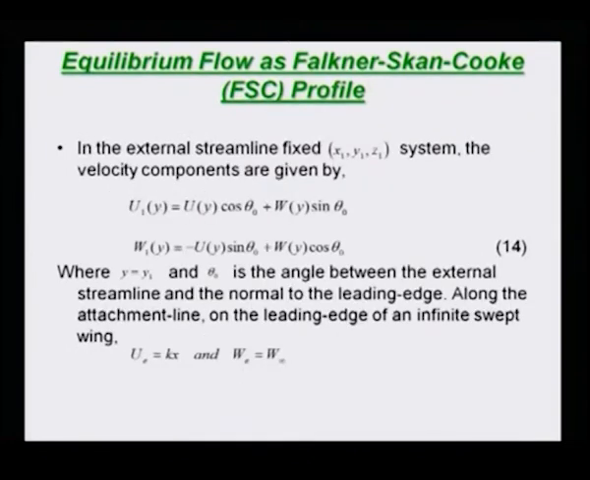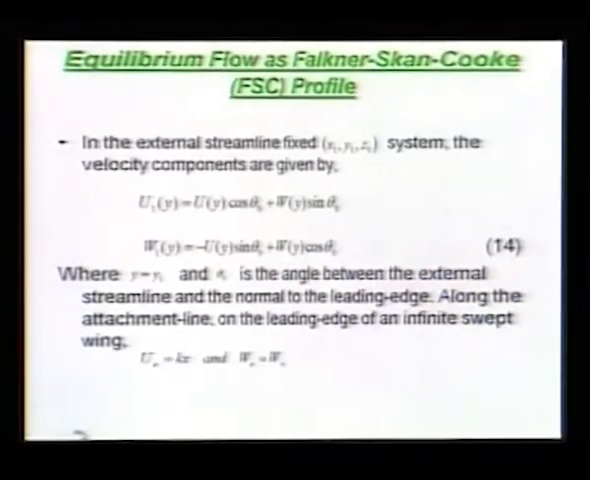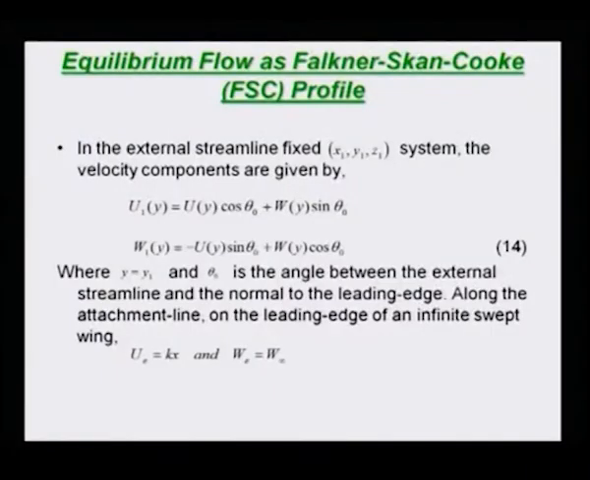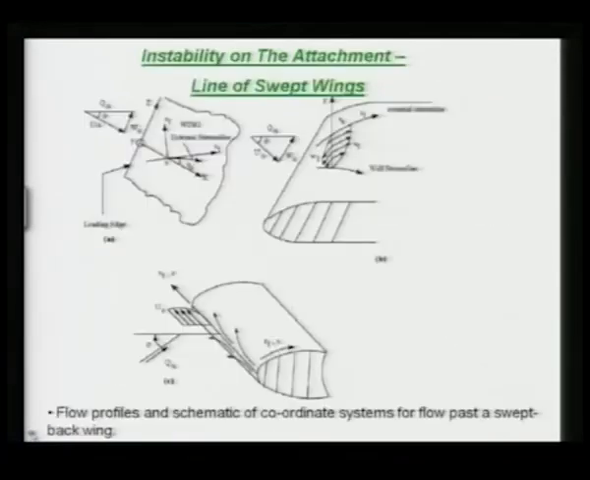Now we do a little bit of jugglery, because what have we gotten so far? We have gotten the mean flow. If we solve those two equations, that will define our capital U and capital W, right? Now, if you go back and see what this theta naught is. Theta naught, we defined as the angle between the external streamline and the normal to the leading edge. So let's go back and take a look. So that's what it is.